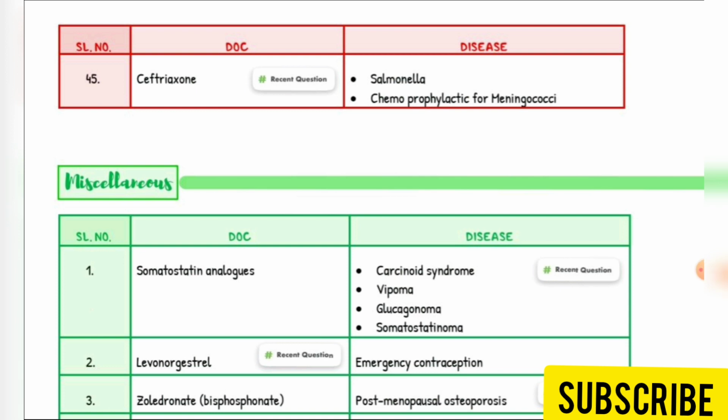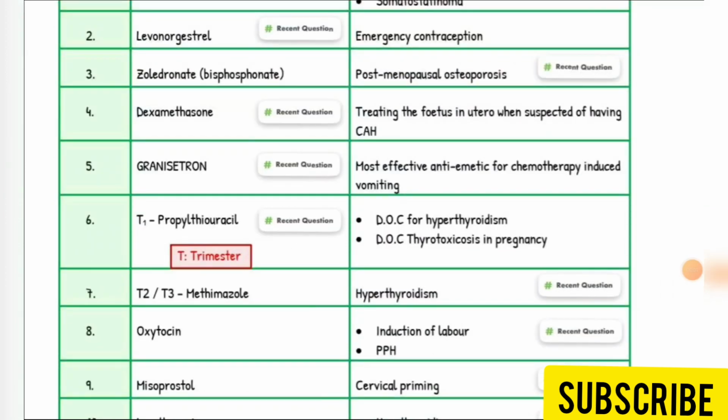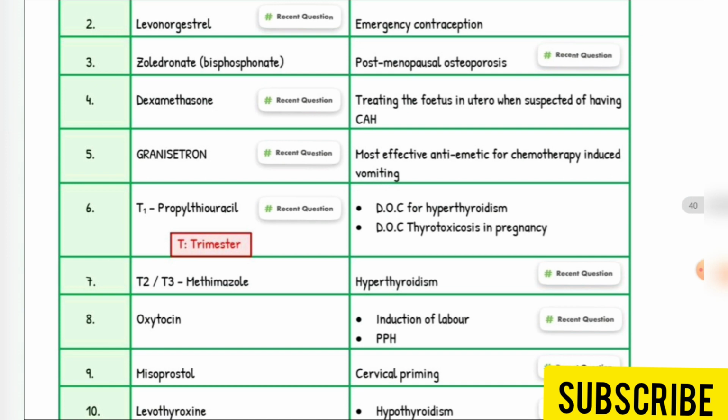Next one is the carcinoid syndrome, VIPoma, glucagonoma, somatostatinoma, drug of choice somatostatin analogs. Next one is the emergency contraception, drug of choice levonorgestrel. Postmenopausal osteoporosis, drug of choice bisphosphonate. Treating the fetus in utero when suspected of having CAH, drug of choice dexamethasone. Most effective antiemetic for chemotherapy-induced vomiting, granisetron.